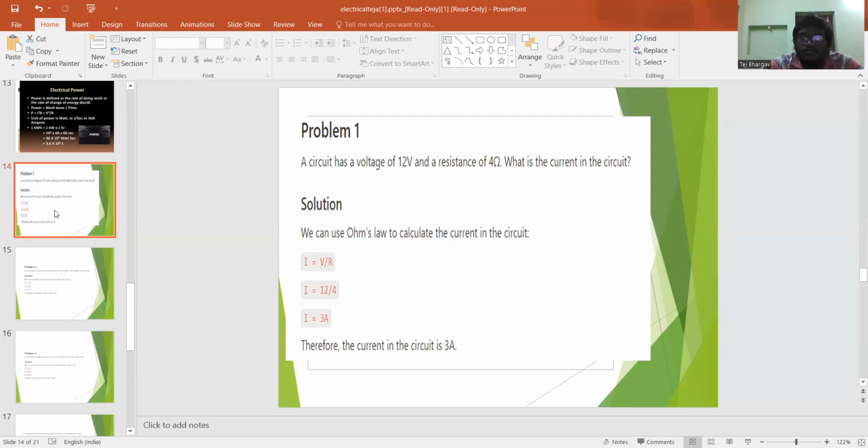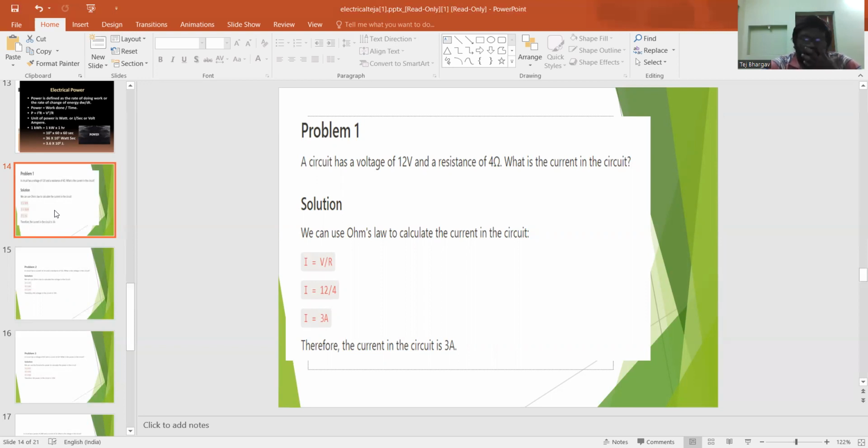directly proportional to the voltage, or voltage is directly proportional to the current. That is, V is equal to IR. So from there we get I is equal to V by R. As per the question, the voltage is 12 and the resistance is 4. So I is equal to 12 by 4. So I is equal to 3 ampere.